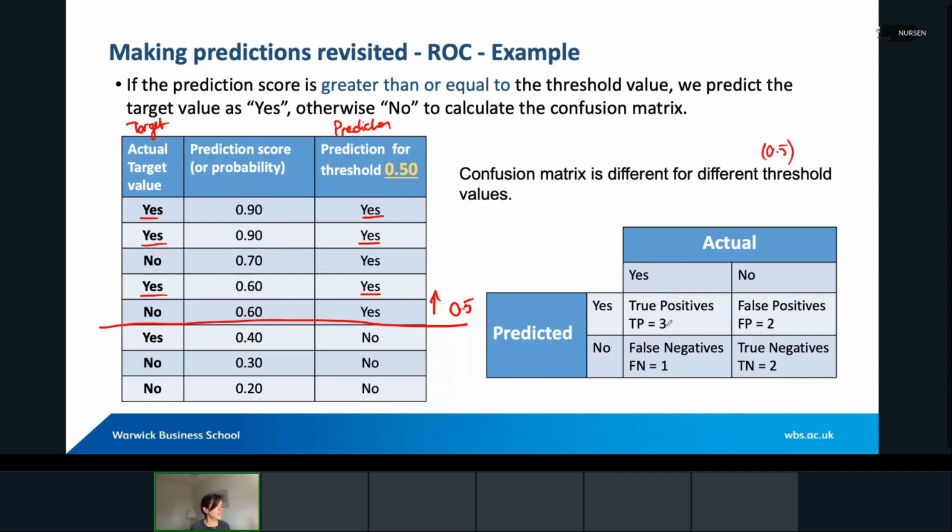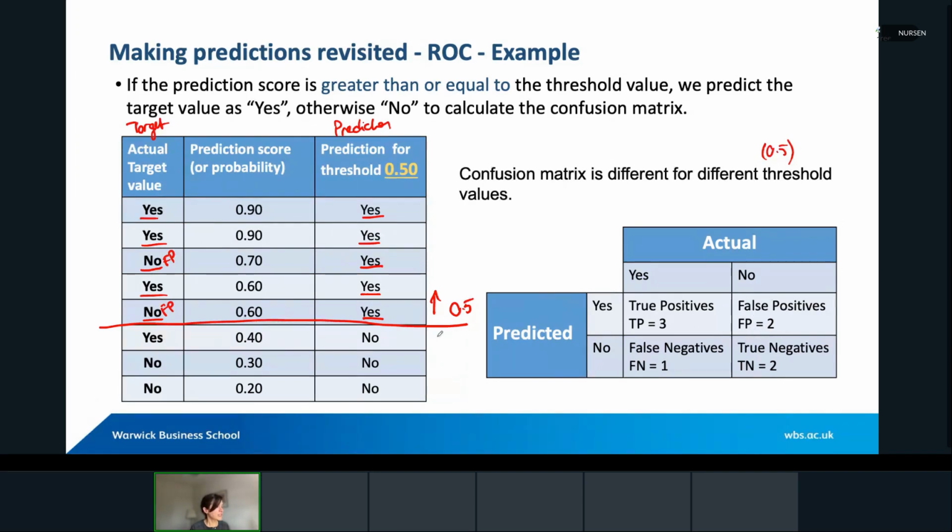And how many false negatives? Actually, this is wrong. Let's check the false positives first. So how many false positives do we have? We predict as a yes, and this was a no. So this is a false positive. We predict as a yes, and this is a no. So this is a false positive. So we have 2 false positives here.